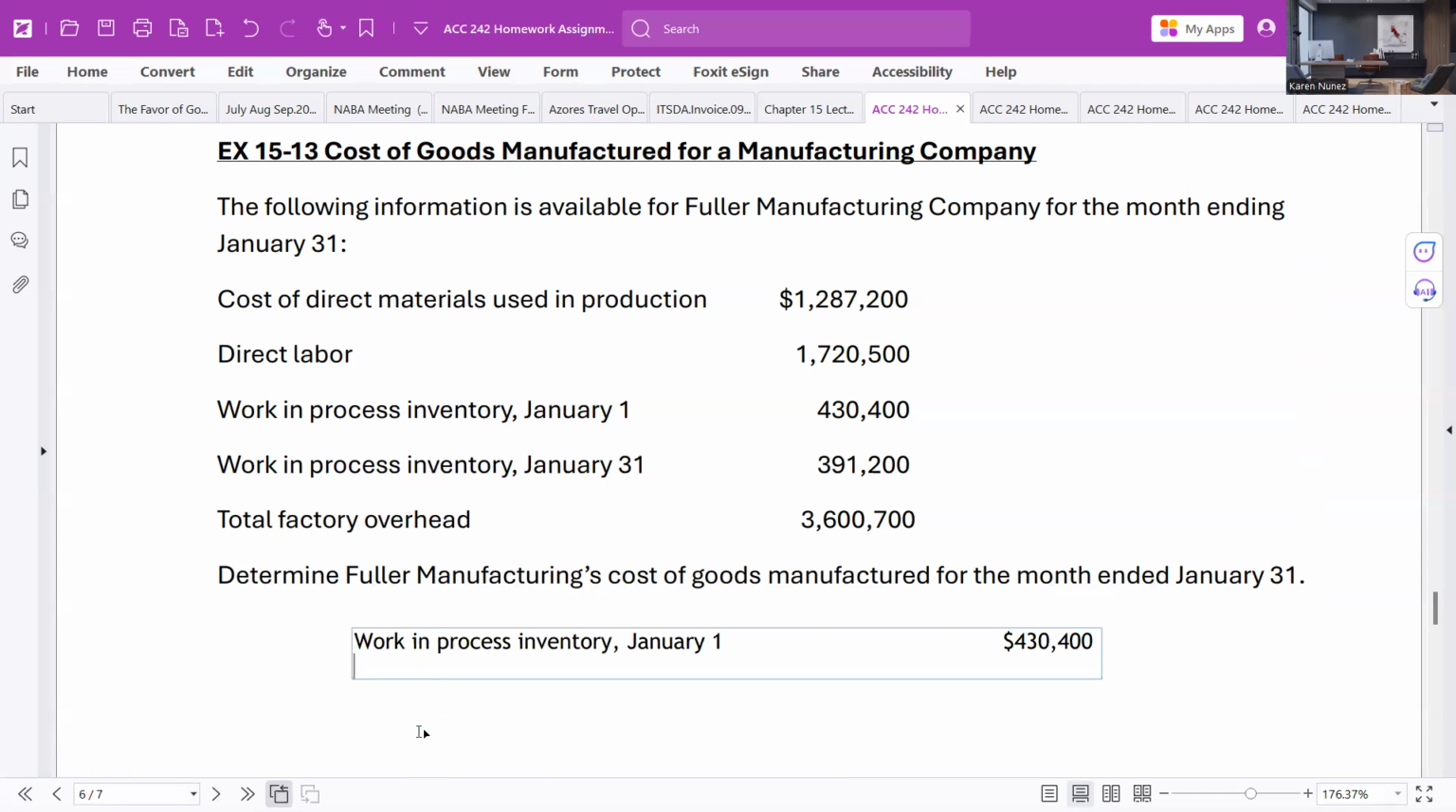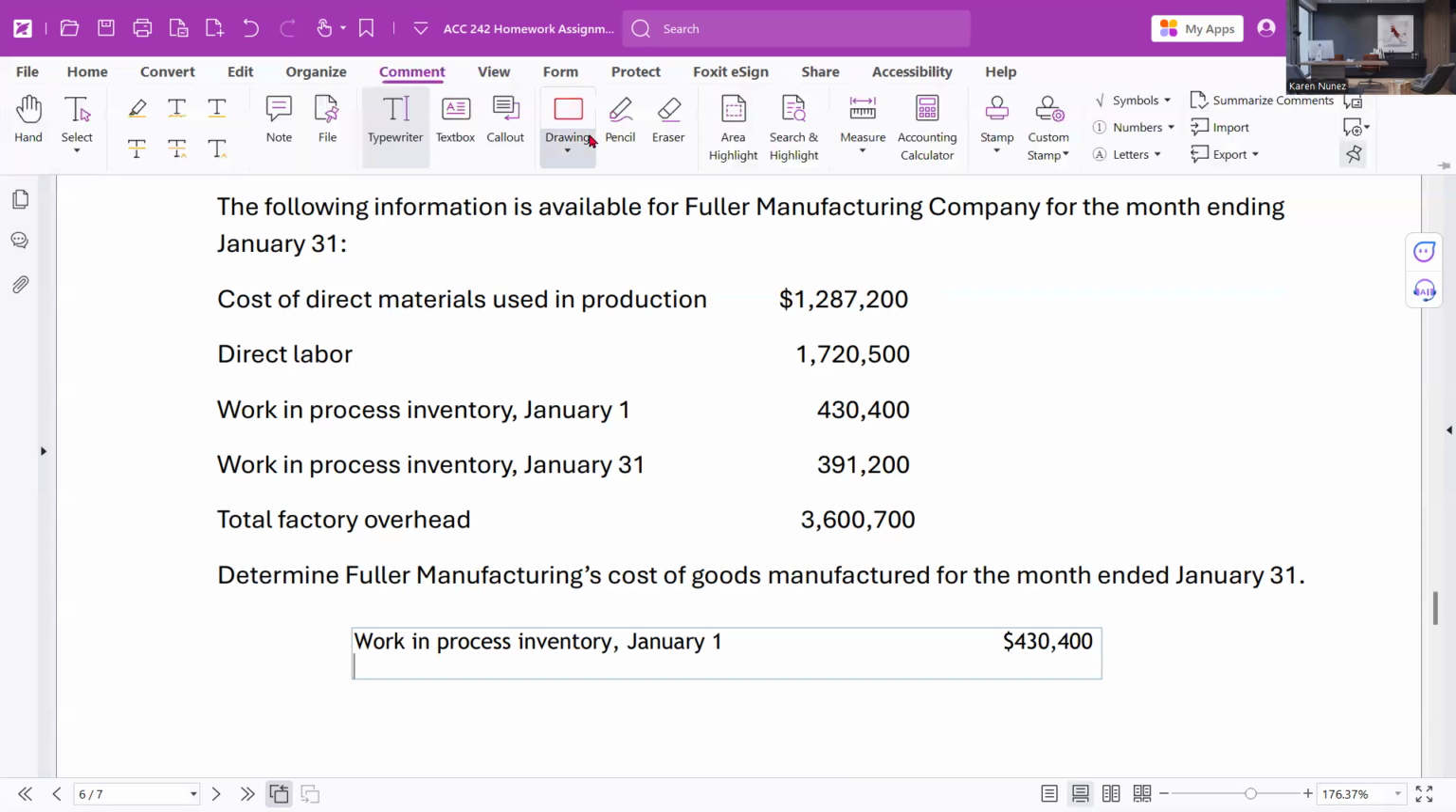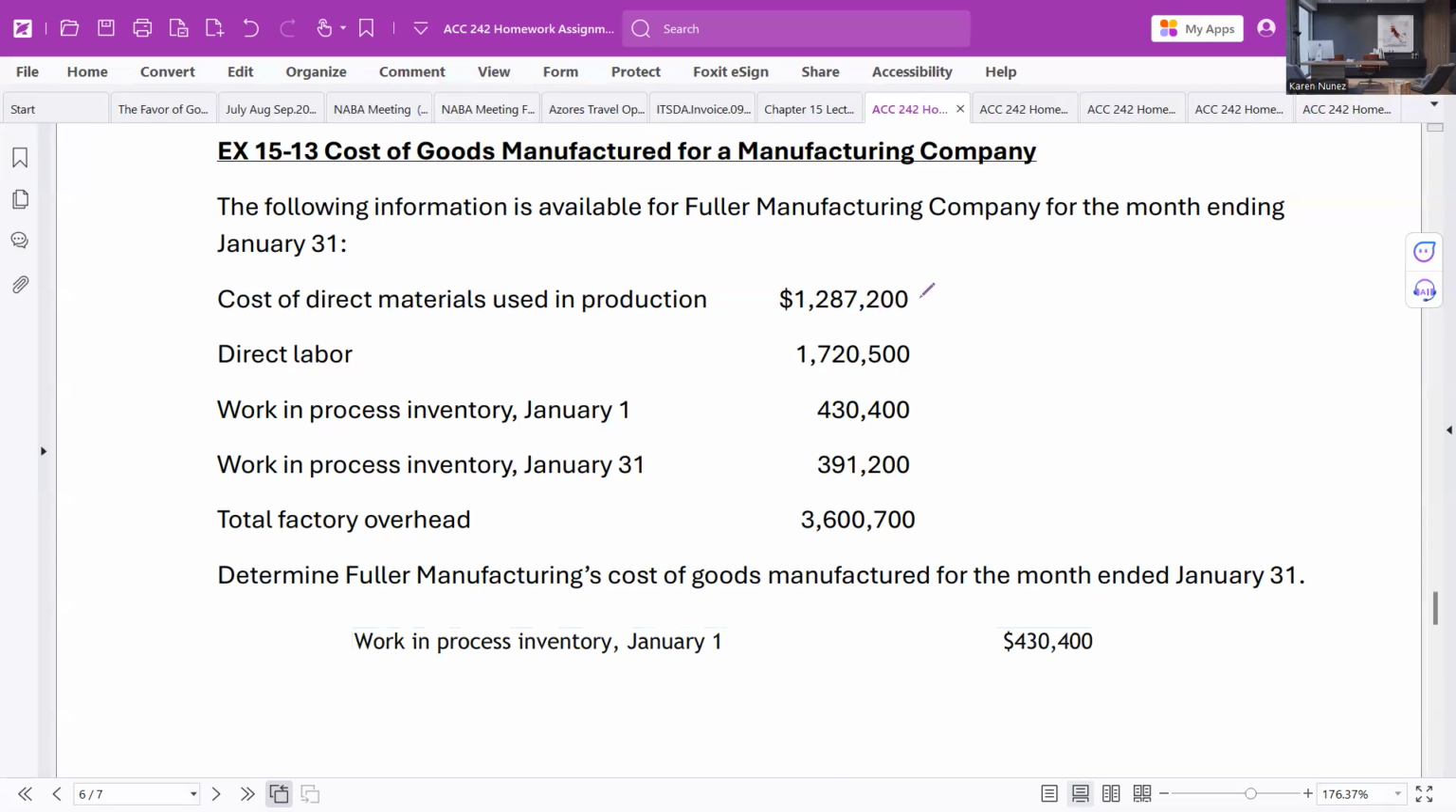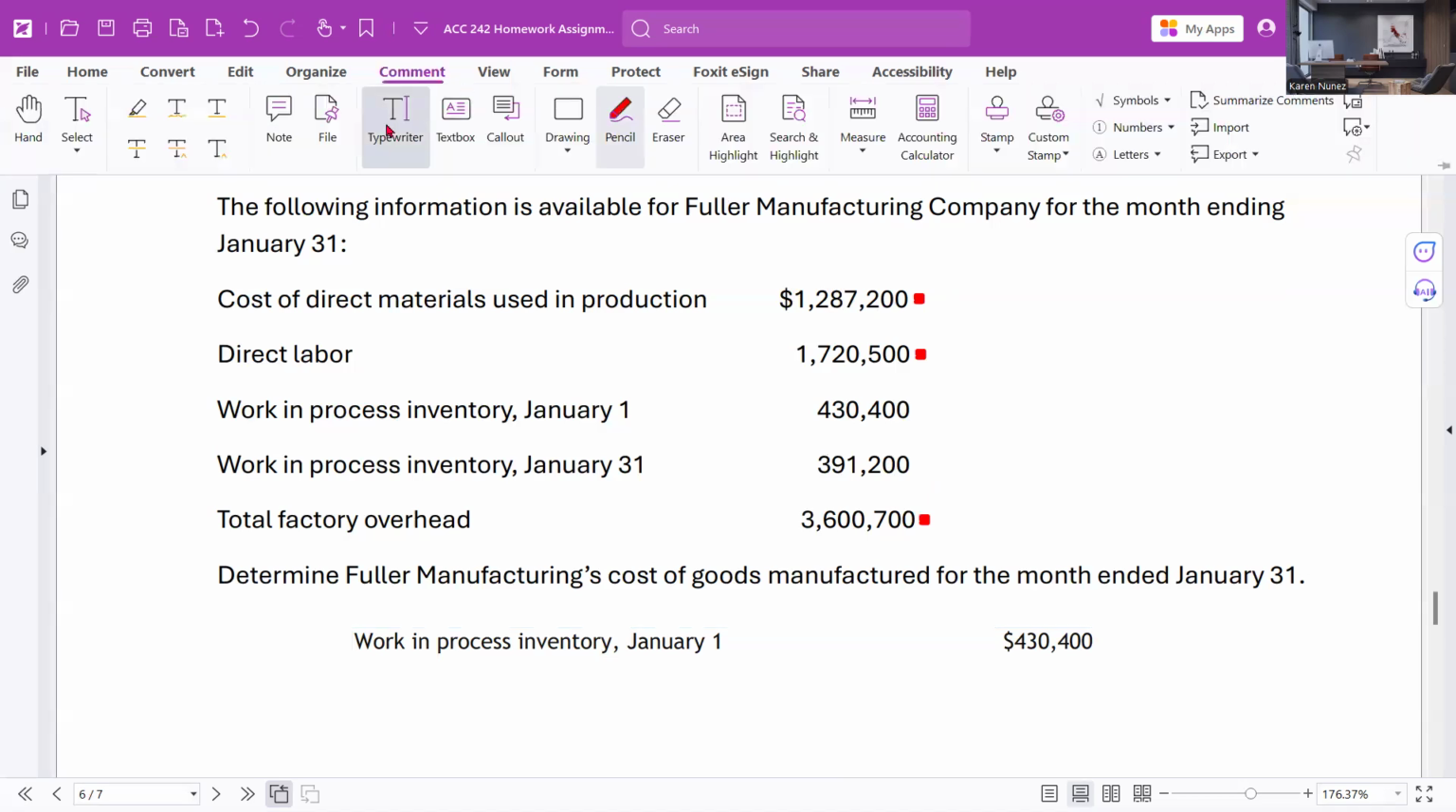And then what we've got is something that we're adding in. What are we adding in? Well, we're adding in three things: all of the product costs, the manufacturing costs. We're adding in the materials, the labor, and overhead. And they're all given. So if I could just highlight those, we've got the materials here, the labor here, and the overhead here. Those are the three things that we are adding in: materials, labor, and overhead.